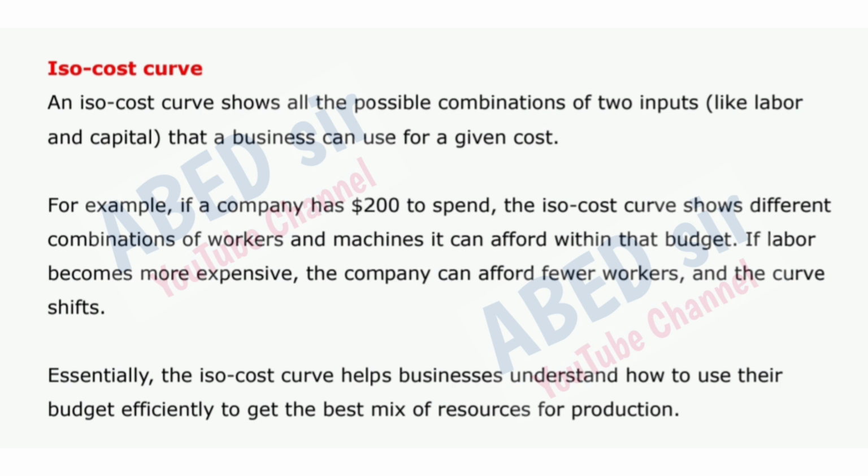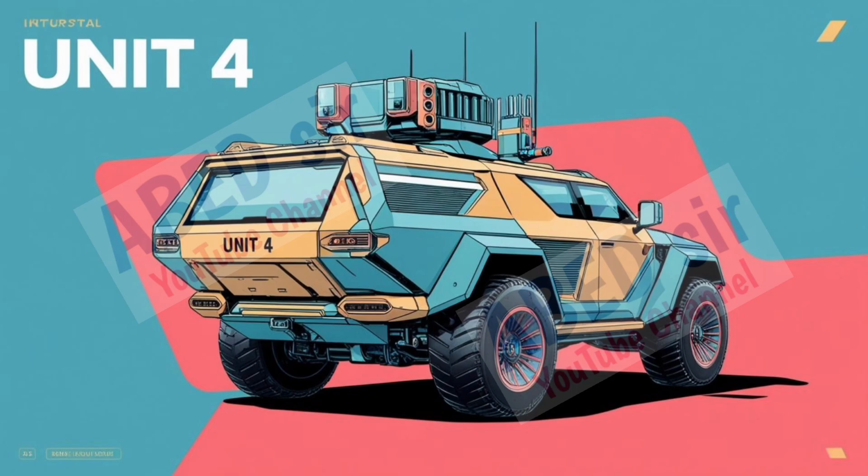For example, if a company has $200 to spend, the ISO cost curve shows different combinations of workers and machines it can afford within that budget. If labor becomes more expensive, the company can afford fewer workers, and the curve shifts. Essentially, the ISO cost curve helps businesses understand how to use their budget efficiently to get the best mix of resources for production. Next, fourth unit.